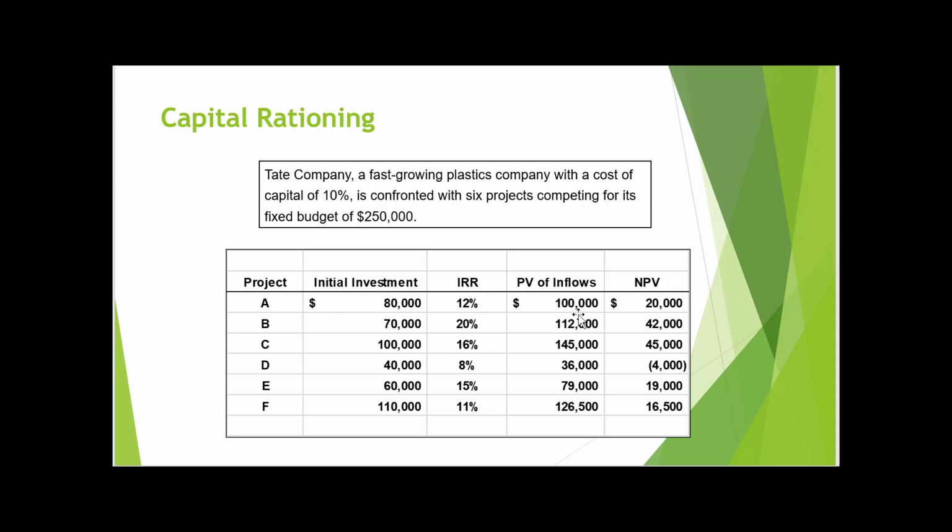So again, inflows, 100,000 minus 80, that's 20,000. So this is where we get net present value. It's just the inflows minus the cost. This is a deeper calculation of internal rate of return. We know how to do that.